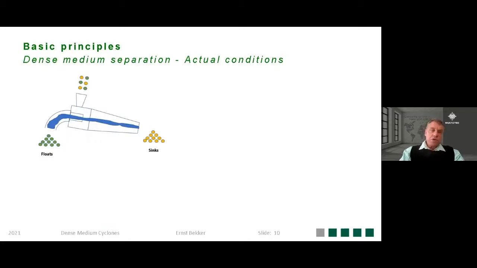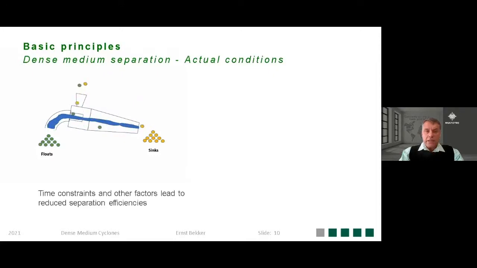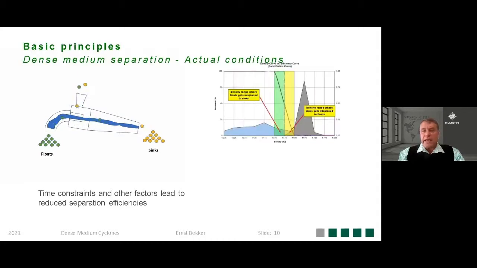When you introduce material into a dense medium vessel, you'll find that there are time constraints. There are also other factors that affect the separation process. So the objective is to look at the dense media process and the dense media cyclone or separation vessel, and optimize it to the best of our ability so that we can get as close as possible to a perfect separation.